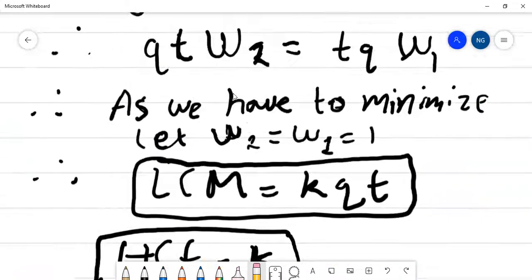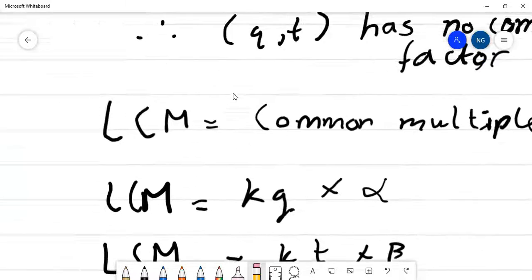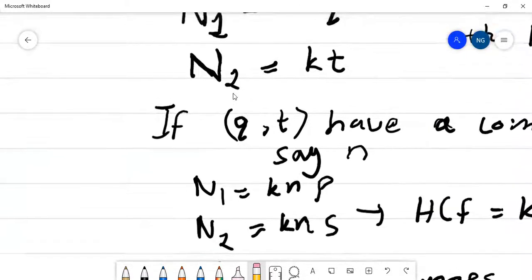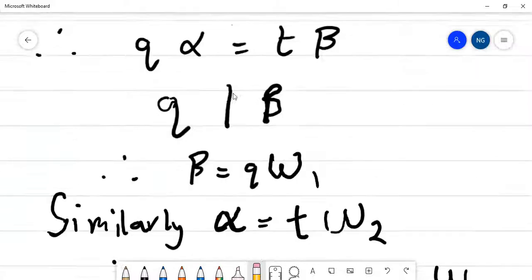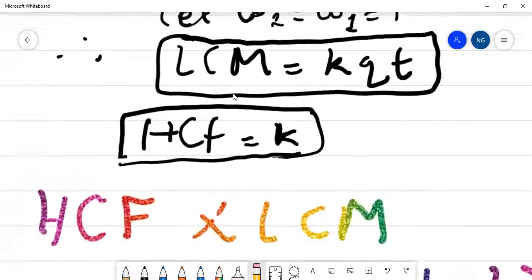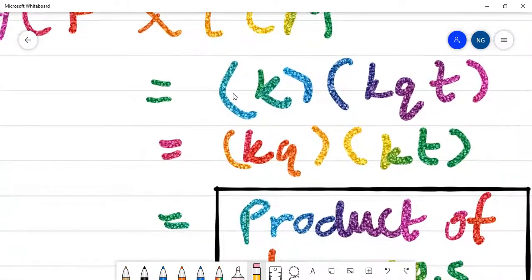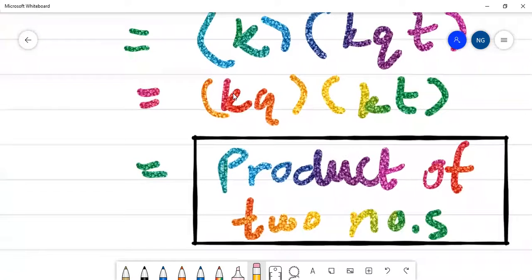And we know that kq is the number right here, n1, and kt is the n2 number. So we get that HCF into LCM is equal to product of two numbers.